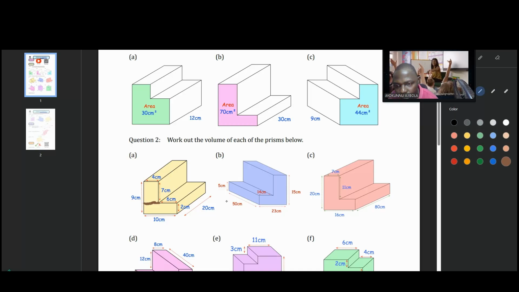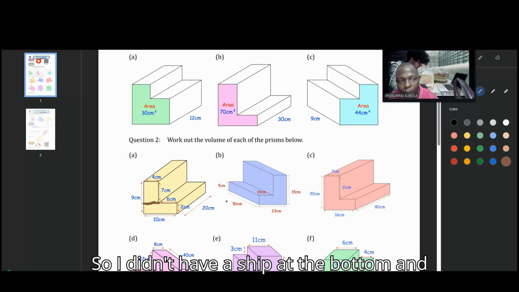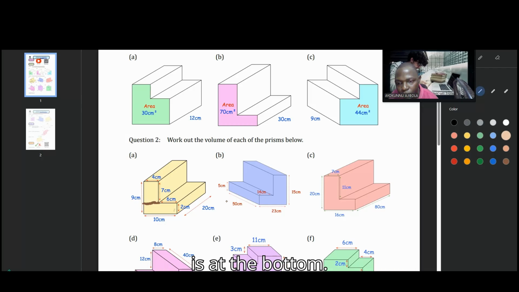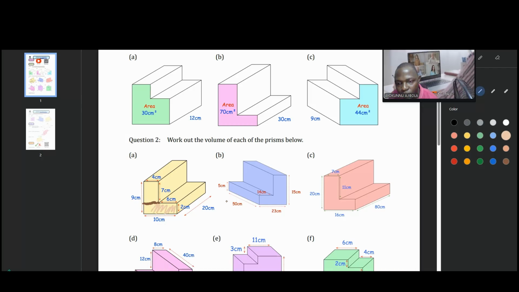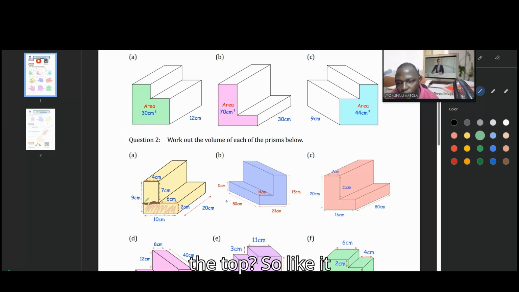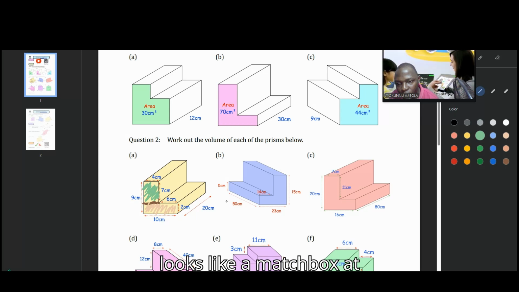If I cut horizontally, then I have a shape at the bottom and another shape at the top. So this is at the bottom, while that is at the top. It looks like a matchbox at the top.